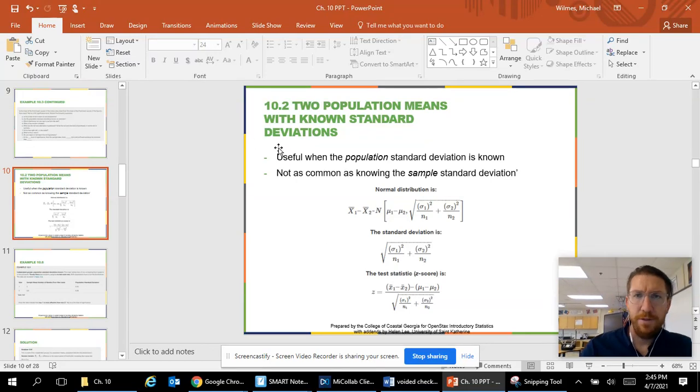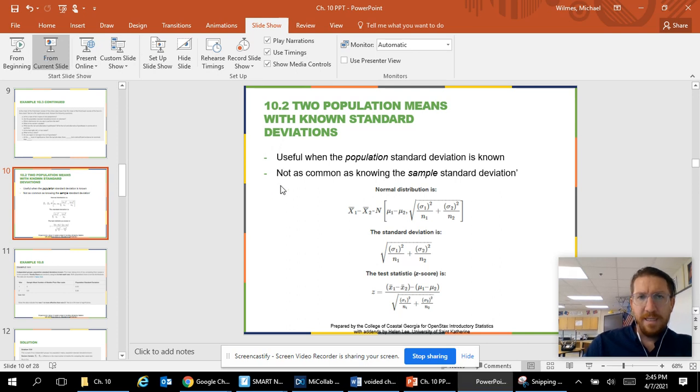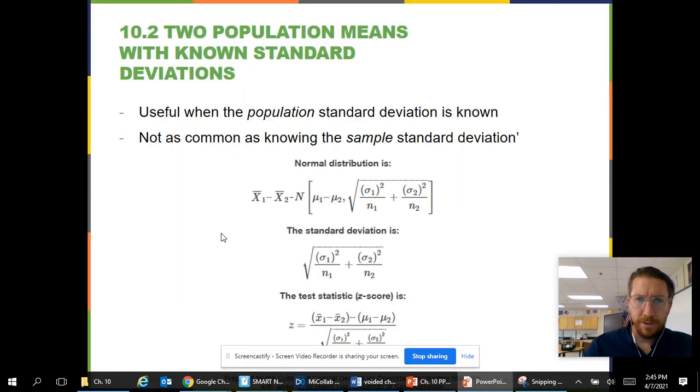Hey everybody, welcome to section 10.2. And inside of this section, we're going to be comparing two data sets where we know the population means, but we don't know the standard deviations. So this is useful when the population standard deviation is known, but the sample standard deviation, we don't know.